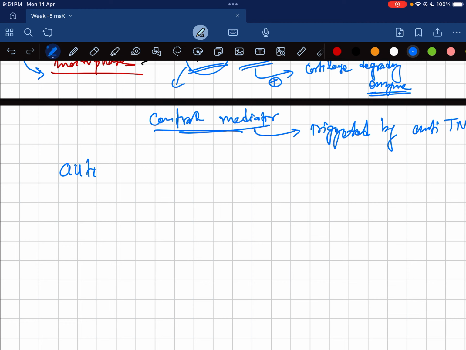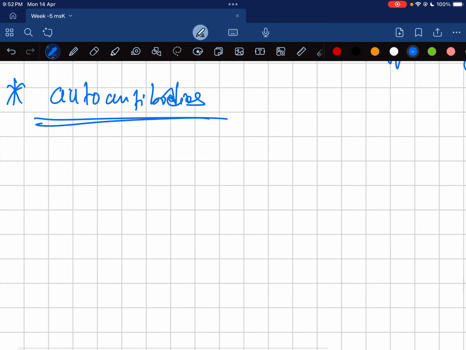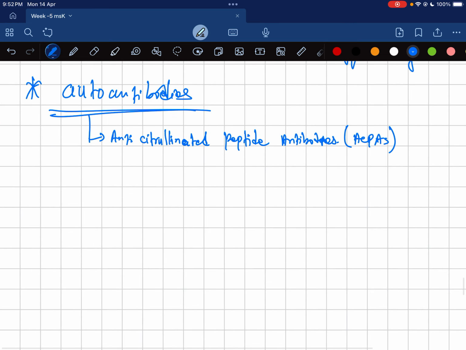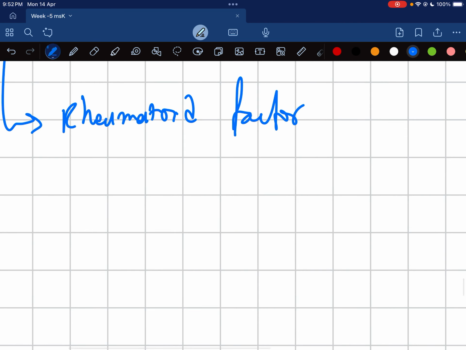There is also formation of autoantibodies. These autoantibodies are anti-citrullinated peptide antibodies, ACPAs, and another one is rheumatoid factor, RF.